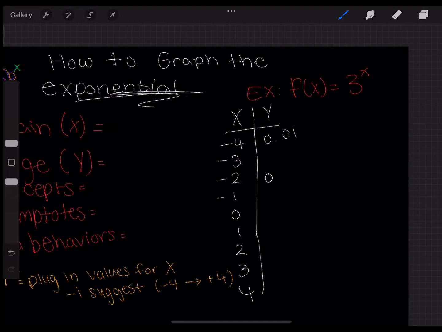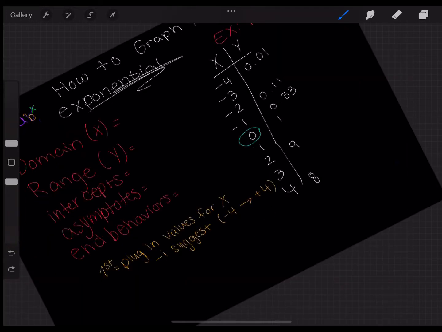In some cases, your teacher may not ask you for specific points. I prefer to have specific points because that's just the way I am, but some teachers just ask you to do a rough sketch and show the end behaviors. So you can see when our x value is 0, that is when it hits the y-axis, which makes it an intercept. So our intercept is at (0, 1).